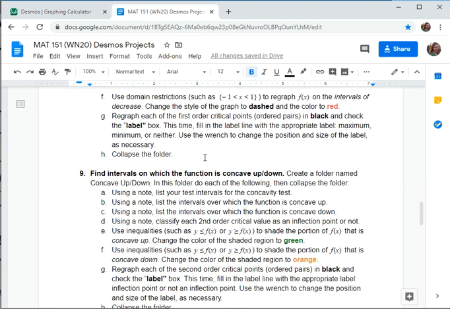I'm going to do the decrease in a second, but I'm already at 15 minutes. I'm going to pause this one and we'll continue the rest in the next video.